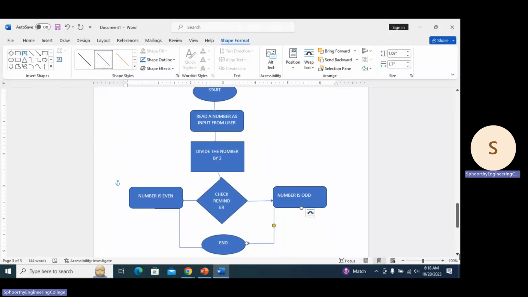So this is how I draw a flowchart, and these are the basic symbols used in drawing a flowchart. Here I need to write some small labels near the decision box, to tell what should be done if the remainder is 1 and what needs to be done if the remainder is 0. That I need to write. So please observe here.